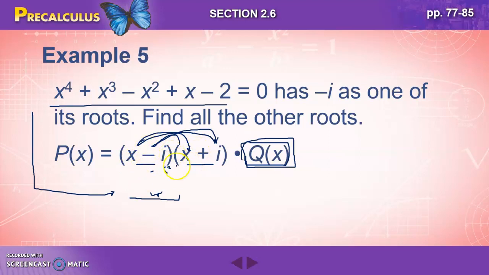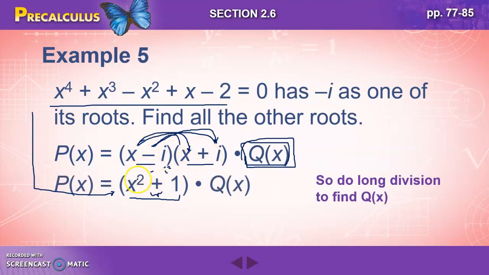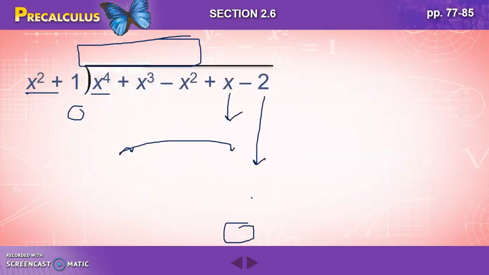When we FOIL and start to work our way backwards, we get x squared plus 1 times q of x equals this polynomial. So if we divide our original polynomial by x squared plus 1, we'll find out what's left, what our q of x is. We're going to use long division for this, and I'm going to go through this really quickly. I'm not going to explain it, but it's the same process as regular long division.